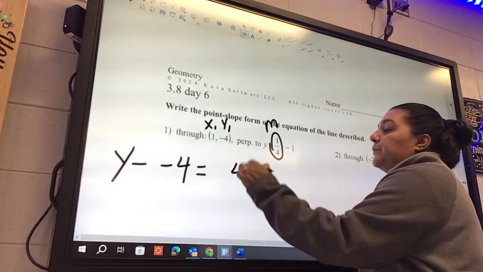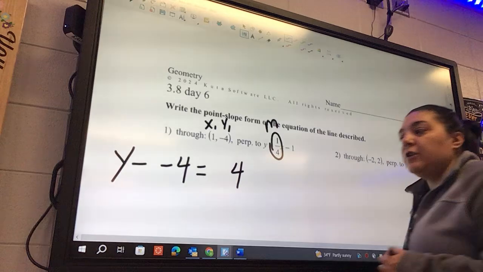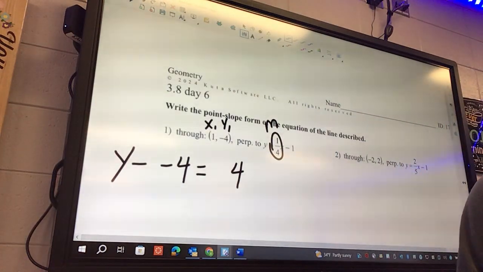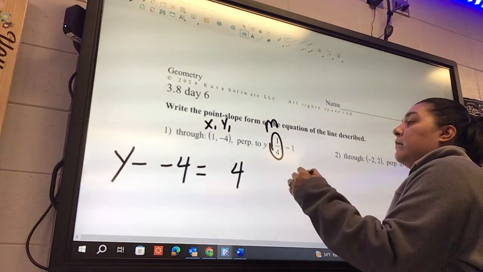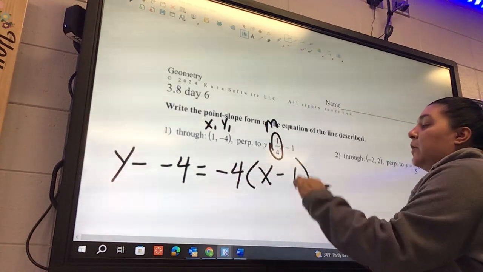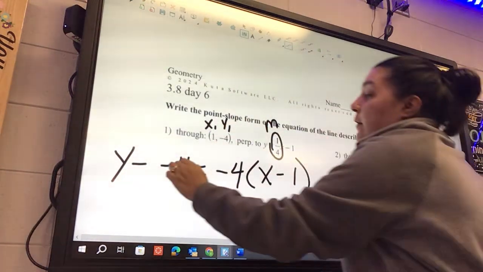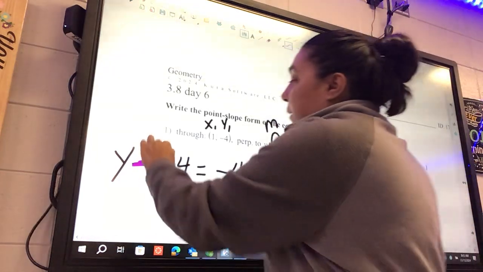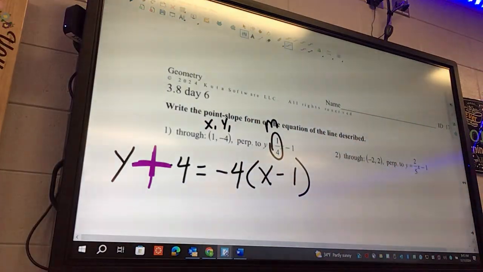So, and then should it be negative or positive? Should be negative. X minus my x1 is 1. Okay, and then I need to change that minus into a plus.